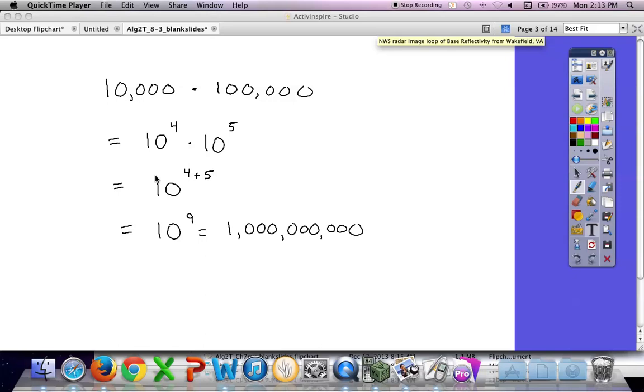Imagine that you are multiplying very big numbers. In this case, I've simplified. I use pretty basic numbers: 10,000 times 100,000.